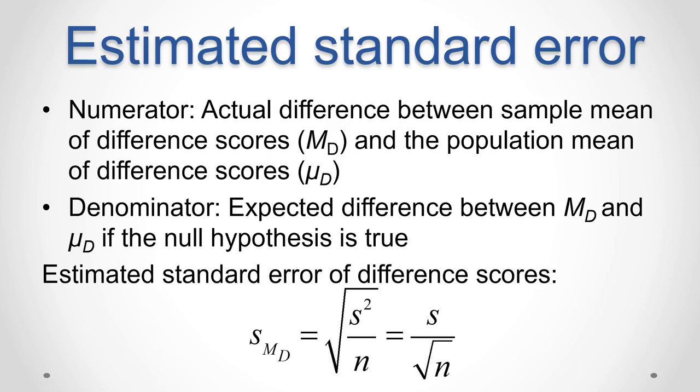Step 4, to make the decision, right? To make a decision, we compare the obtained or calculated t-statistic to the t-critical value. We reject the null hypothesis if the obtained value exceeds the critical value.